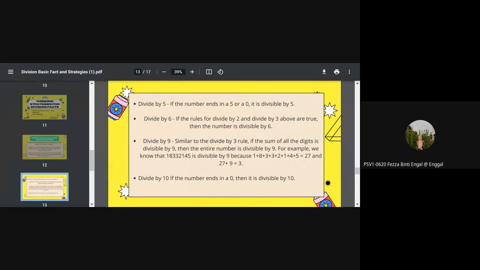Lastly, divide by 10. If the number ends in a 0, then it is divisible by 10. For example, 20, 30, 50, any number that ends with 0 is divisible by 10.